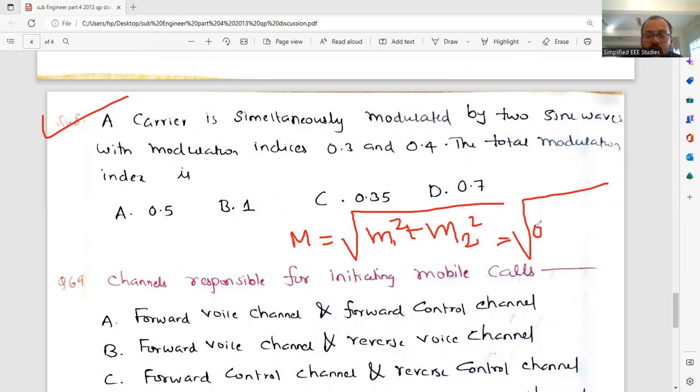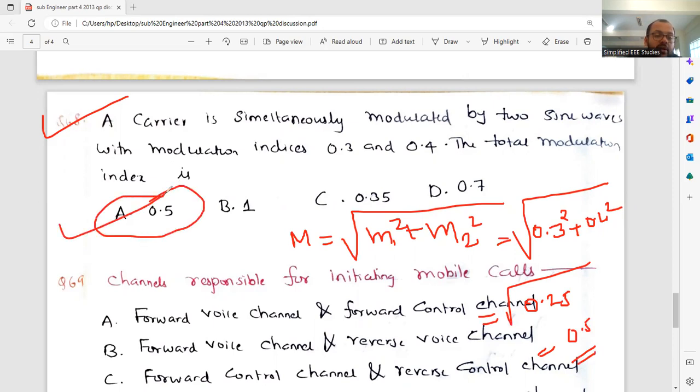m1 is 0.3, no? 0.3 the whole square plus 0.4 the whole square. It is nothing but 0.25. So the square root of 0.25 is nothing but, what is the answer? 0.5. So the total modulation index will be option A, 0.5. I think it's clear to everybody. Yes or no?